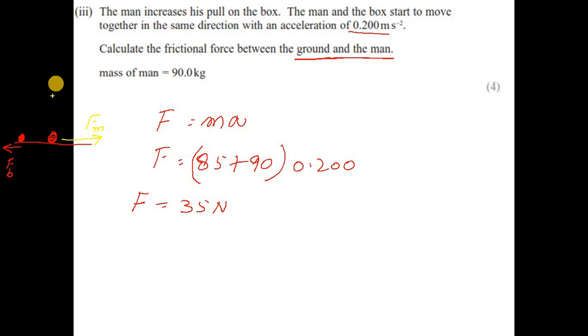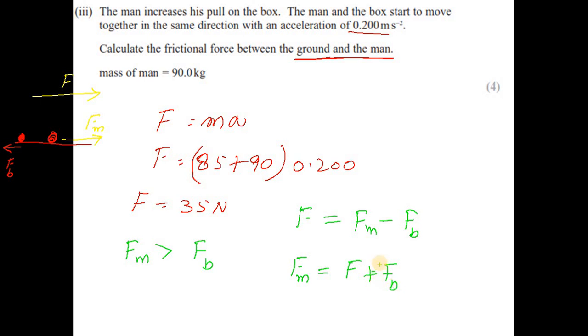The box is moving rightward, so the net force must be rightward. This is my net force, so I can say that FM, friction on the man, must be greater than friction on the box, and this resultant F is the resultant of these two. So my resultant F is basically the resultant of FM and FB. So FM minus FB, and FM would be equal to F plus FB.